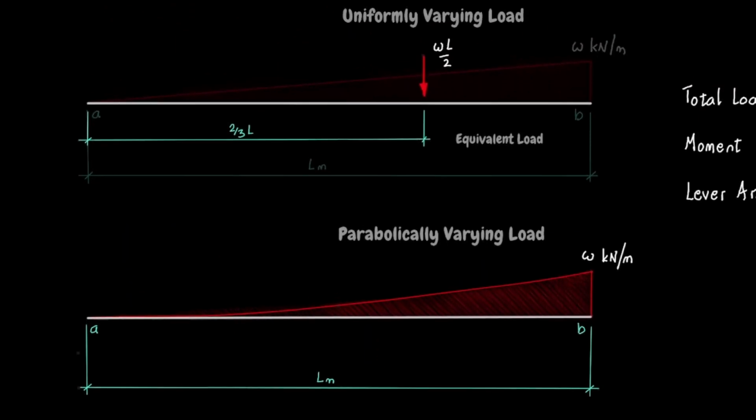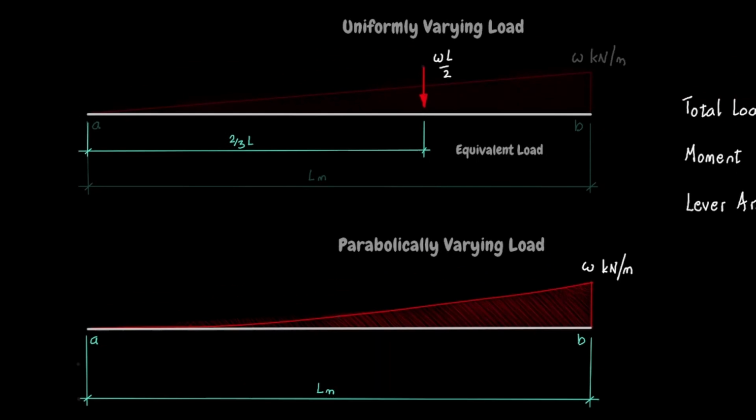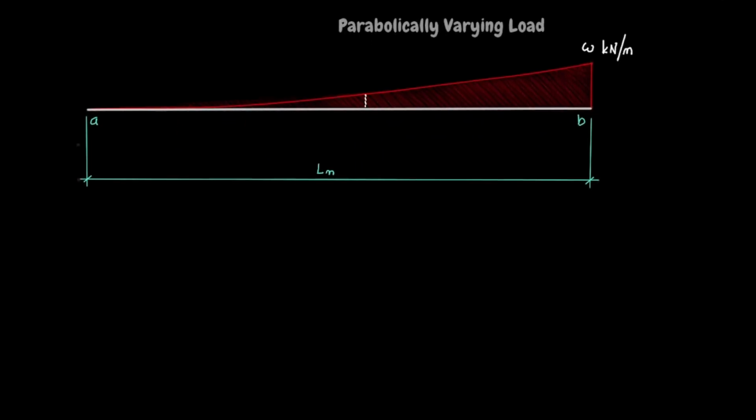We see that the parabolic load is consistently less than the UVL, so the total load will be less than WL upon 2. But how much less? Inspection of the two loads suggests that the resultant parabolic load will lie between WL upon 4 and WL upon 2 kilonewtons. It is also reasonable to postulate that the lever arm of the parabolic load will be greater than that of the UVL. It certainly looks that way from the diagrams. Anyway, enough speculation, let's get down to the maths.